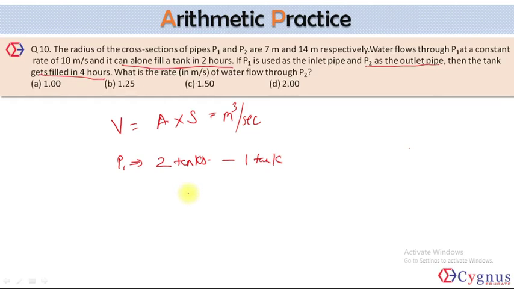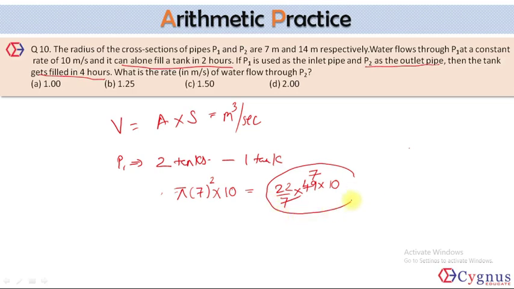Let's calculate the capacity of the tank. How do we calculate that? What is the area? Let's calculate it for P1. 7 is the radius. So area becomes pi into 7 square, into what should be multiplied here? Speed. I'll multiply it by speed, that is 10. So I'll get 22 by 7 into 49 into 10. 10 is the speed here. So I'll get this in terms of what? Meter cube per second. This 7 will cancel out.